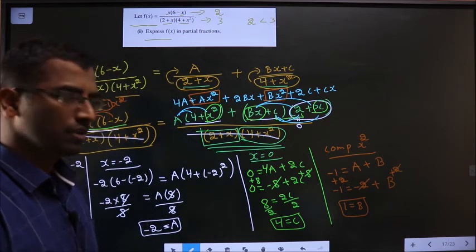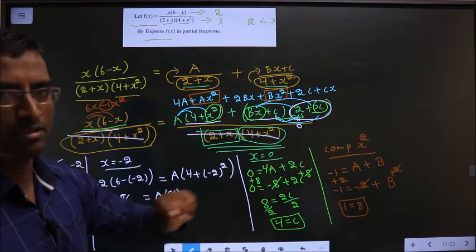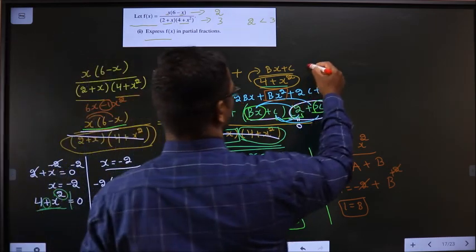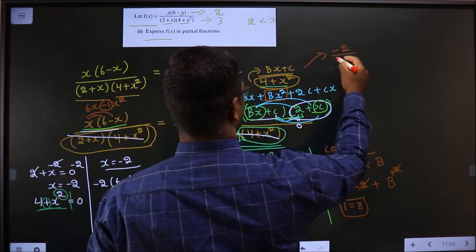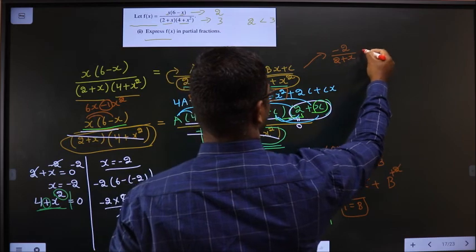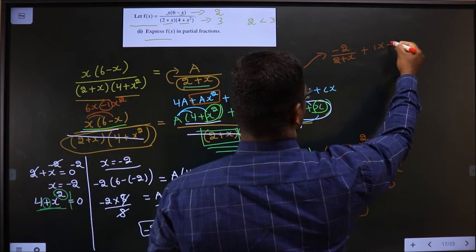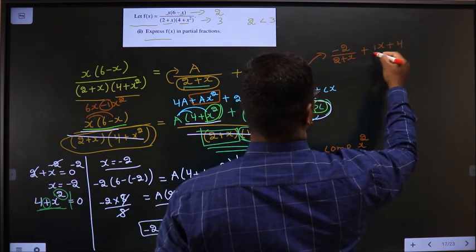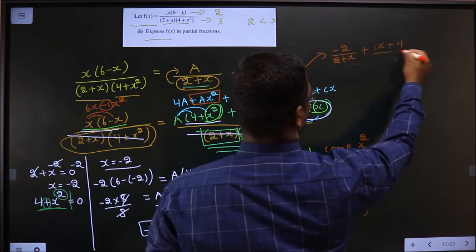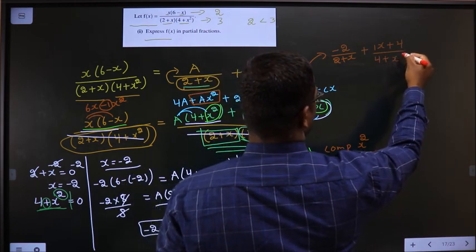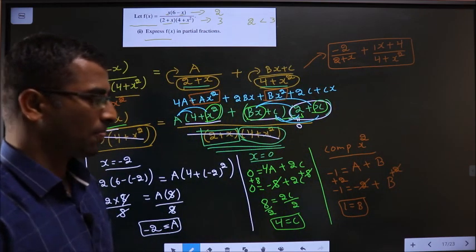Okay. Now your final answer should be replacing a, b and c in this one. Thus your answer is, a is minus 2. So minus 2 by 2 plus x plus b is 1. So 1x plus c is 4 by 4 plus x square. So this is your answer. Okay.